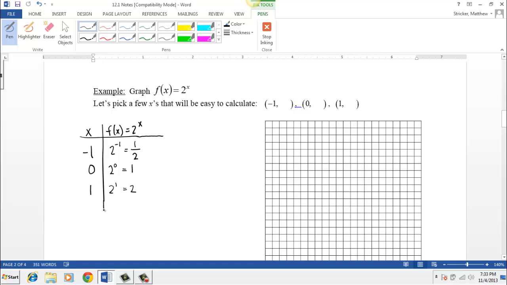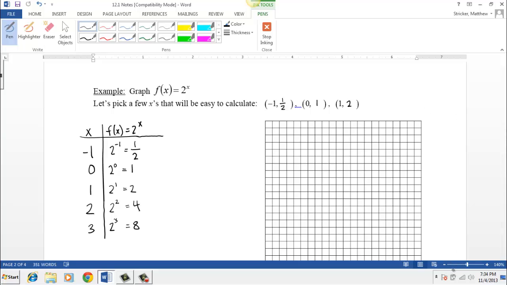We could do a couple more here, just to get an idea. If the input is 2, it's 2 to the second power, which is 4. And 3? How about 2 to the third power? That is 8. So a couple points. The first couple points we had was when x is -1, y is 1/2. When x is 0, y is 1. That's that same y-intercept that we always see, 0, 1. And the last one, when x is 1, y is 2.